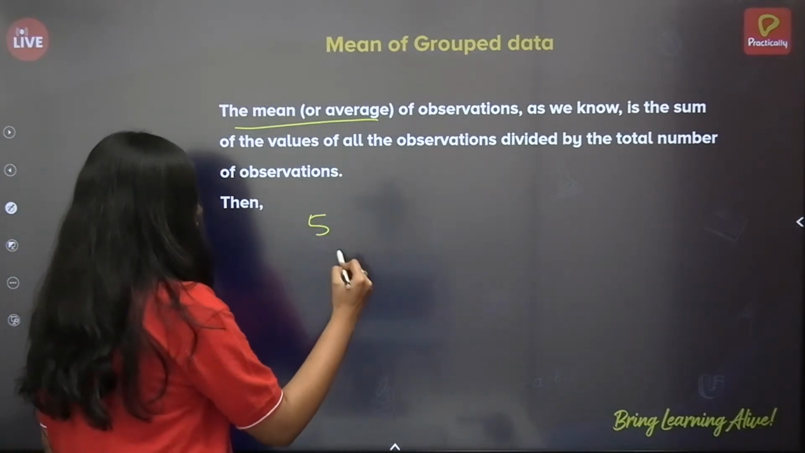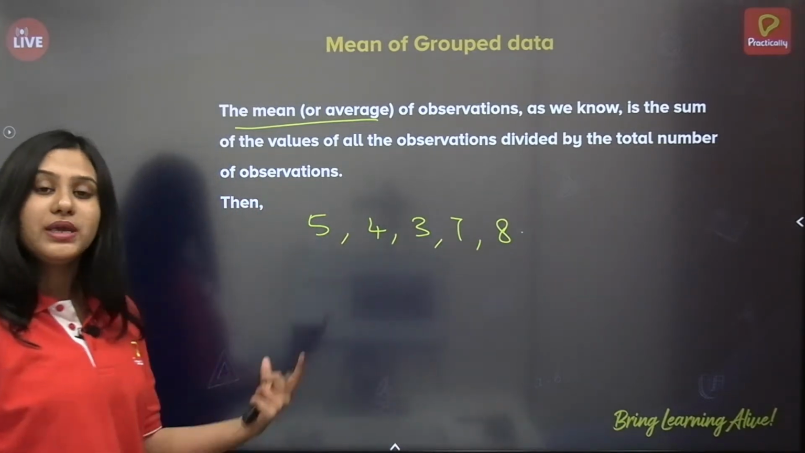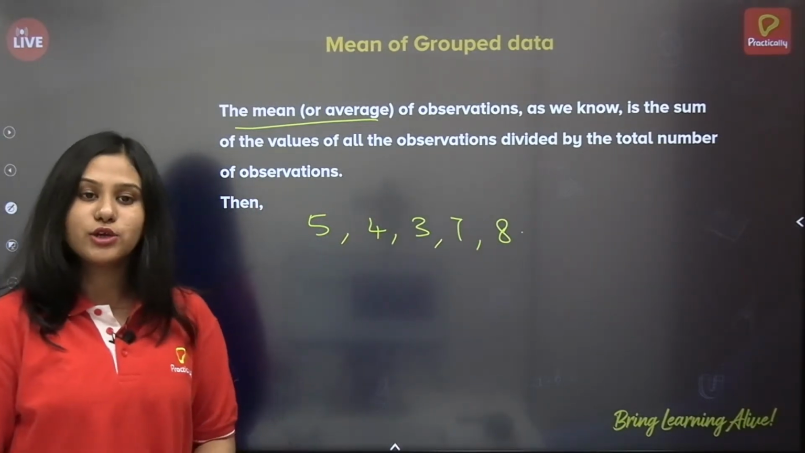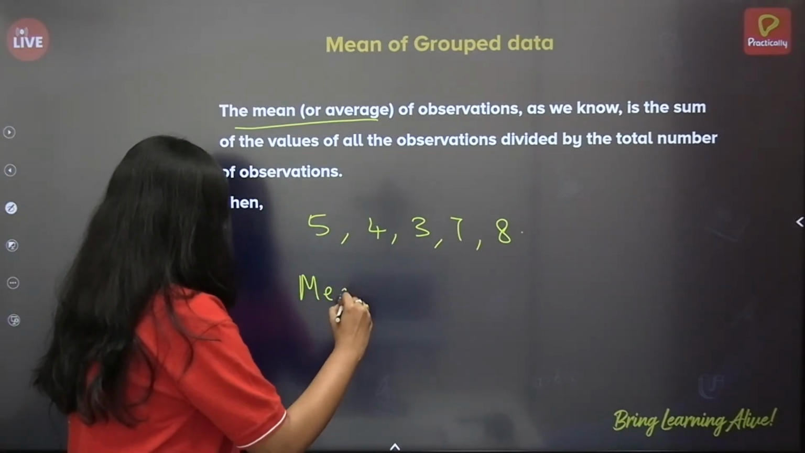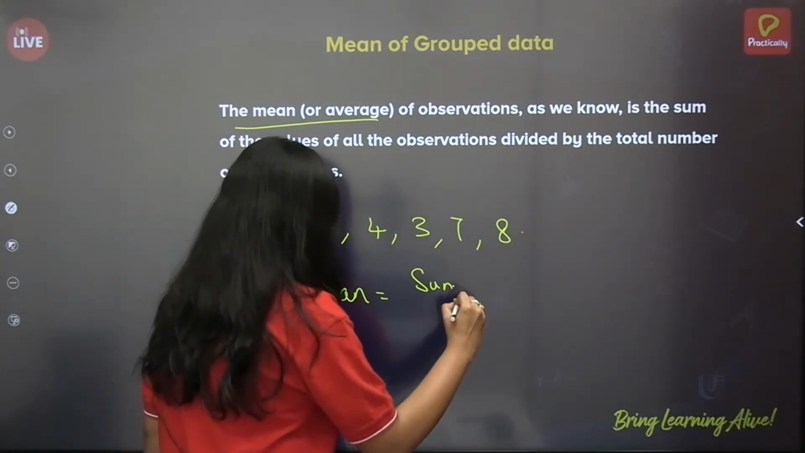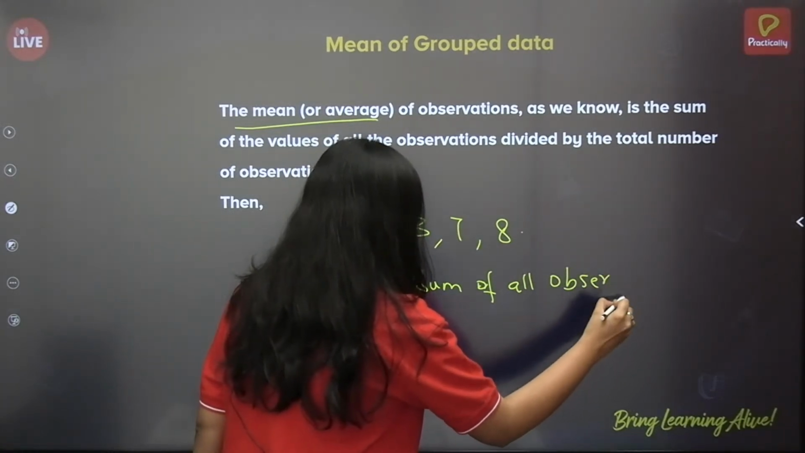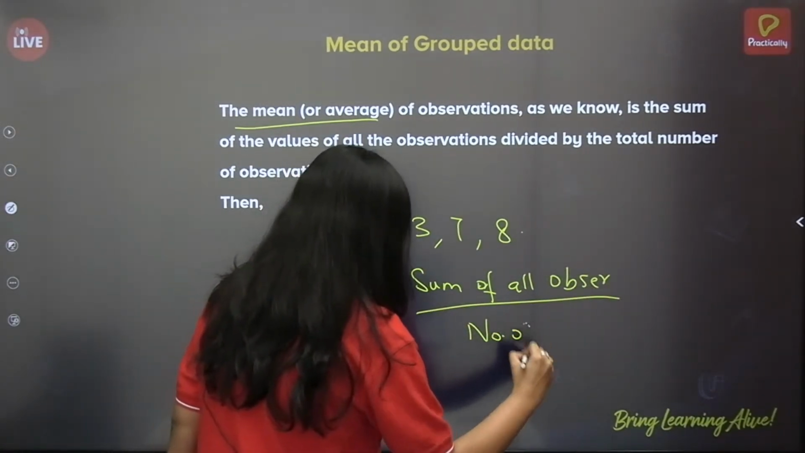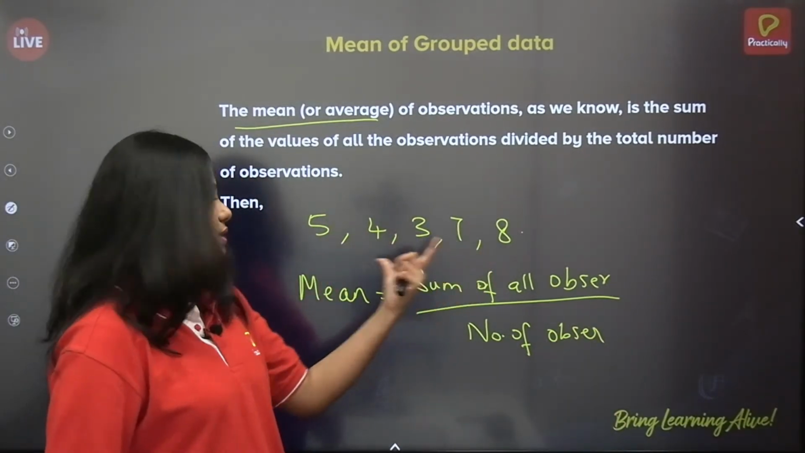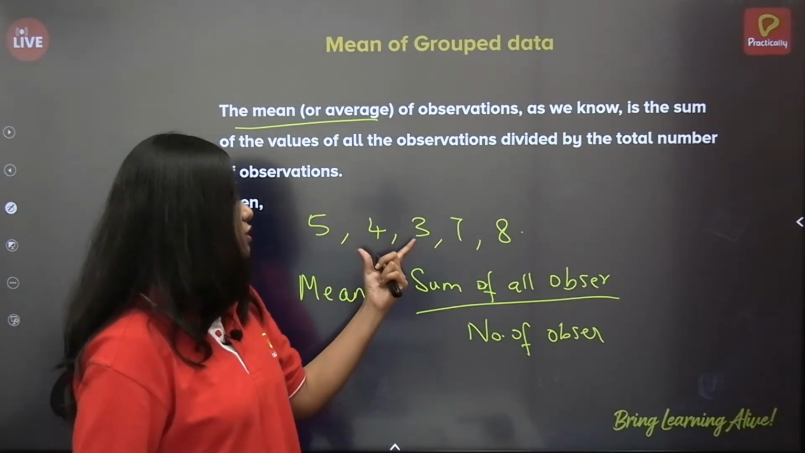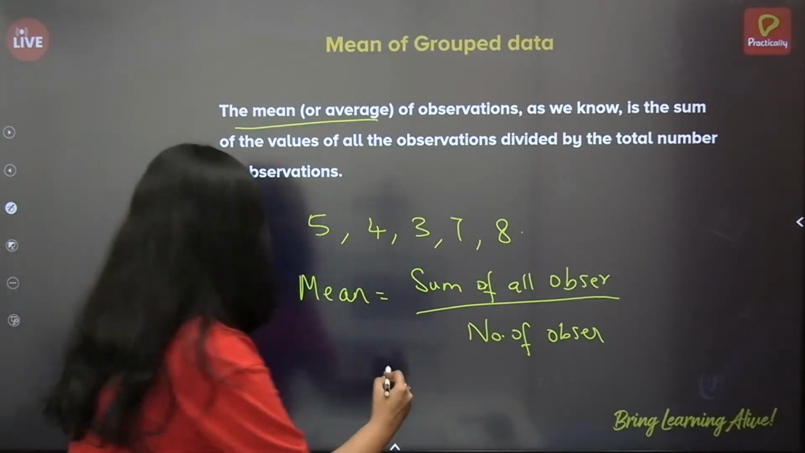So if I give you the numbers 5, 4, 3, 7, 8, I want you to find the mean of these given observations. What will you do? We will apply the formula of mean. What is it? Mean is equal to the sum of all observations by the number of observations, correct? Right, now we will find the sum. What is it? 5 plus 4, 9, 9 plus 3, 12, 12 plus 7, 19, 19 plus 8, 27, correct? So 27.